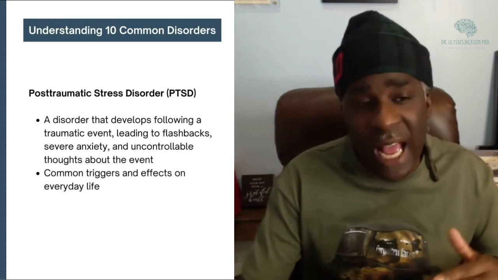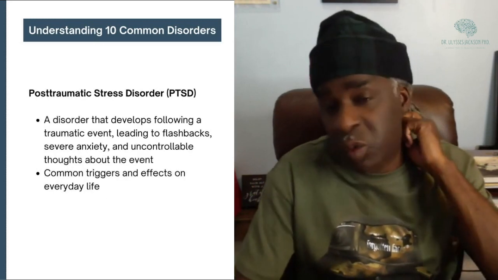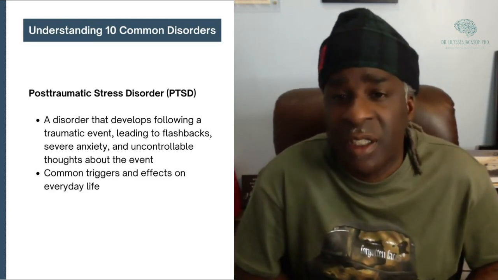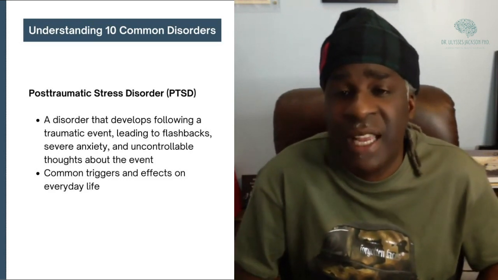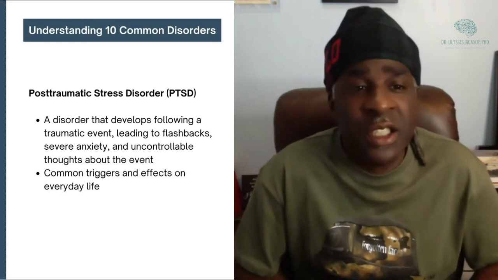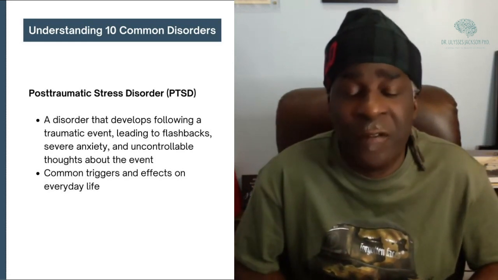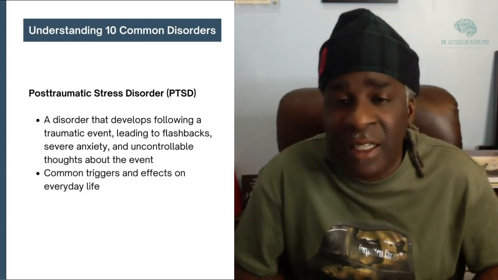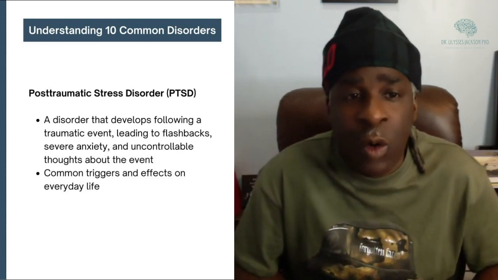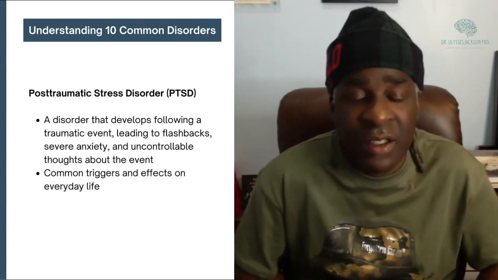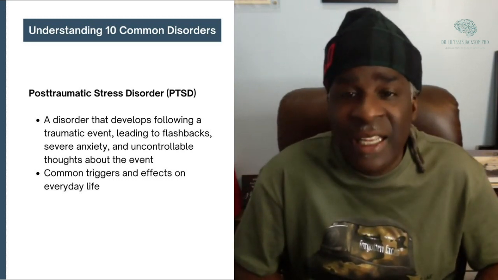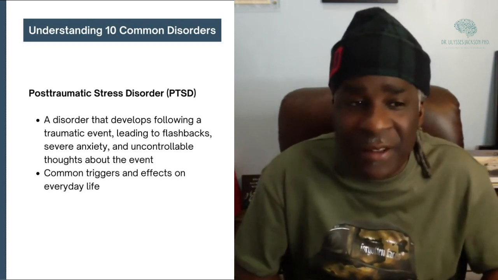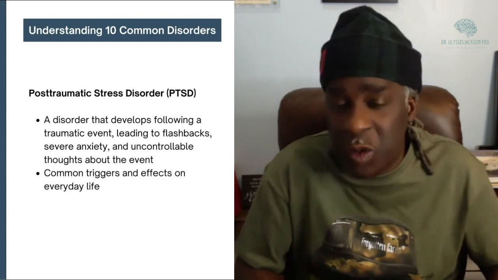So these are the personality disorders. The next one we're moving into is that post-traumatic stress. So in the short term, what is PTSD? It's a disorder that's developed following a traumatic event, 9/11, watching somebody die, a car accident, which leads to flashbacks and severe anxiety that are uncontrollable thoughts of that event. And a trigger could trigger that.